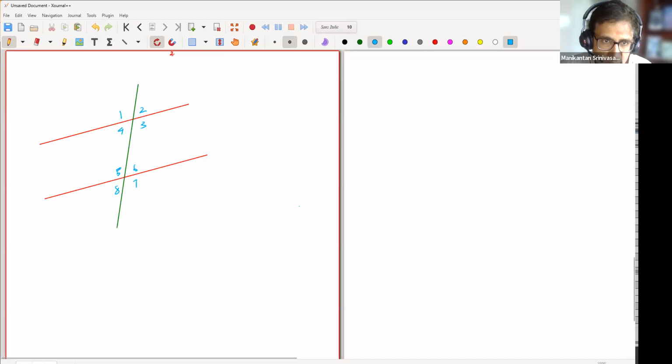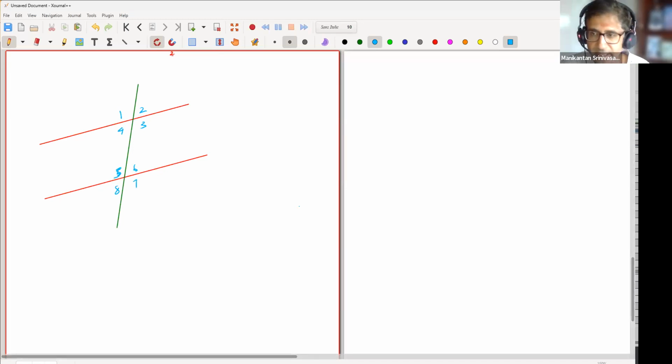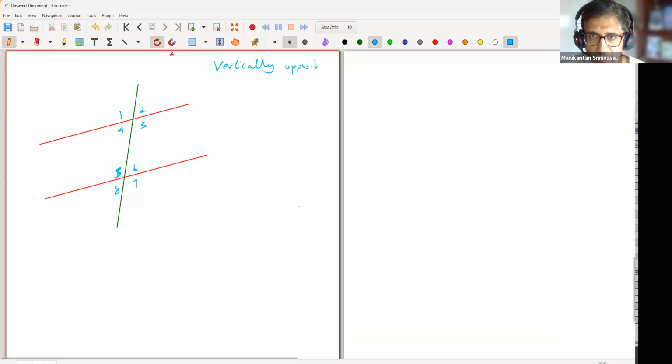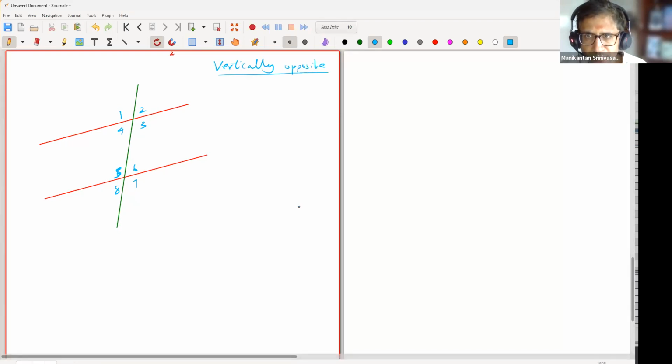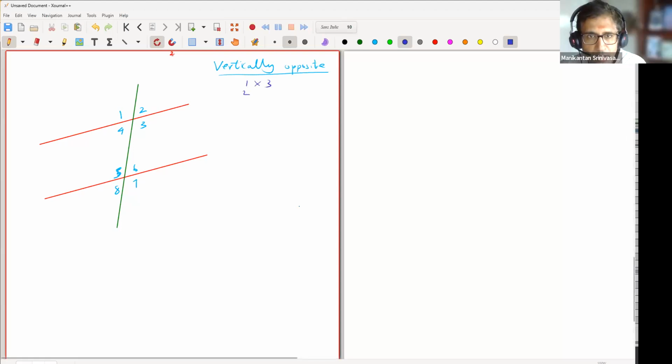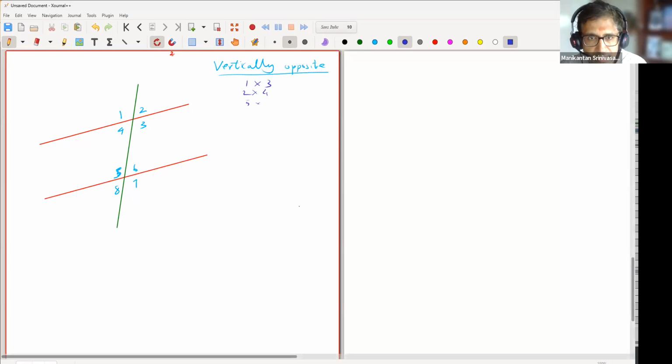Now you'll have different pairs of angles that are either equal or supplementary. Again, all of this is known stuff, but just for completeness, I'm making sure that we are all okay on this. So the first class is vertically opposite angles. Rachit, can you give me a pair of vertically opposite angles here? 1 and 3, right? So 1 and 3 are vertically opposite. So are 2 and 4. So are 5 and 7 and 6 and 8, right?